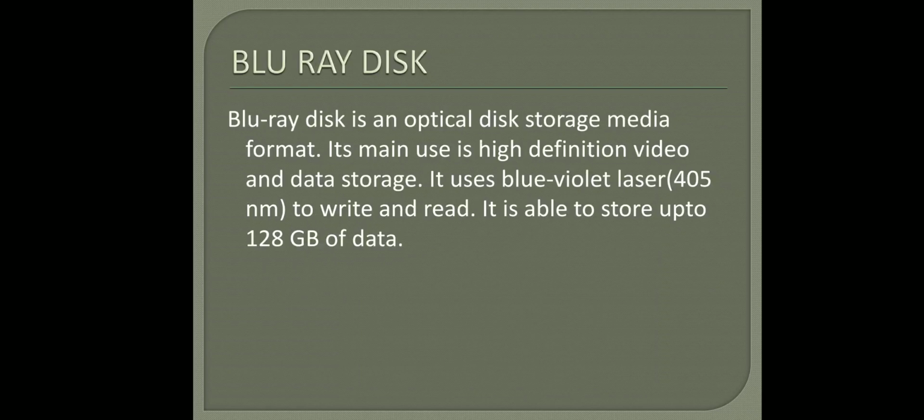Blu-ray disc is the high level type of CD and DVDs. This is also available in circular types. It is similar to CD and DVD, but its storage capacity is up to 120 GB. And why is it Blu-ray? Because it uses blue violet laser of 405 nanometer to read and write the data.